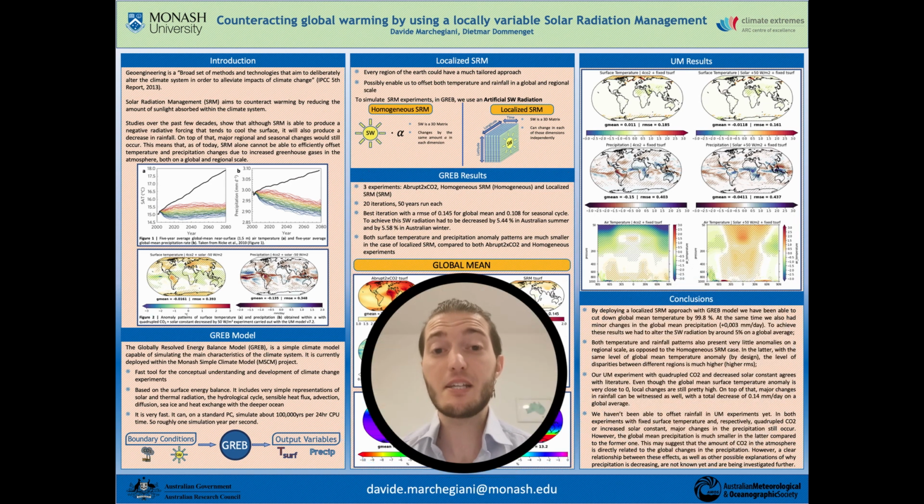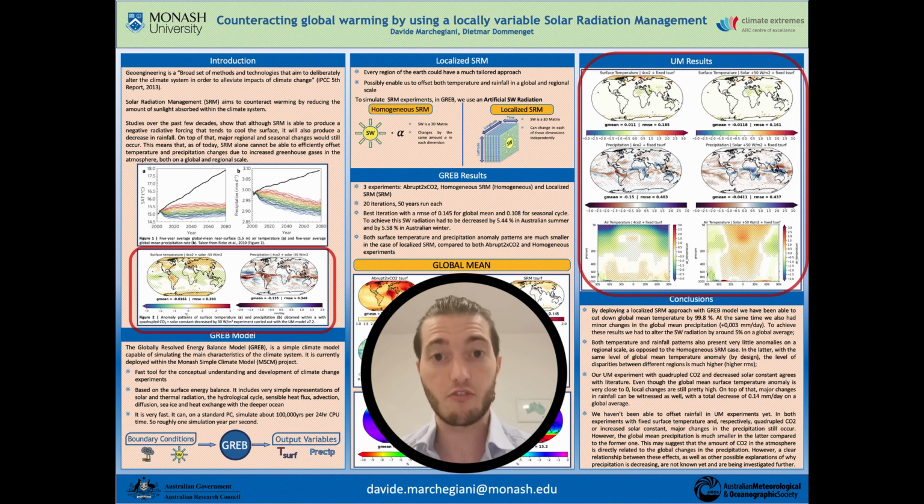Now, since GREB is a simple climate model, we wanted to try and apply a similar approach with a more complex GCM. So we started carrying out experiments using a GCM as well. And here things of course got a lot more complicated and we have not yet been able to offset both surface temperature and rainfall. But some of those experiments still gave us pretty interesting results.